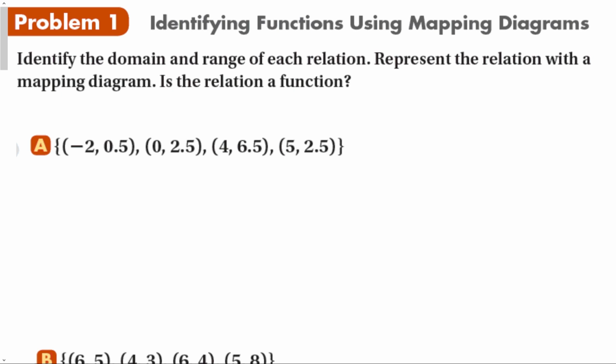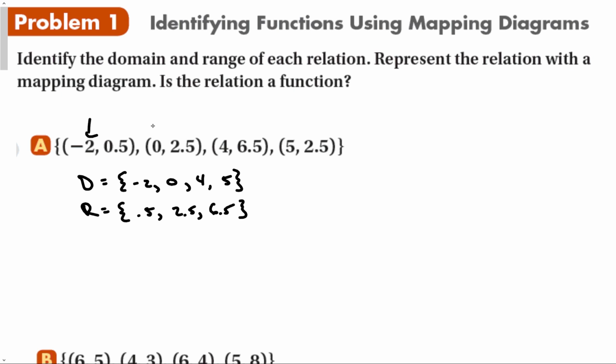So identify the domain and range in each relation and represent the relation with a mapping diagram, and then we're going to decide if it is a function. So my domain for this particular set is going to be -2, 0, 4, and 5. My range for this set is going to be 0.5, 2.5, 6.5, and I don't need to write 2.5 again. Domain is my x values, and range is all my y values.